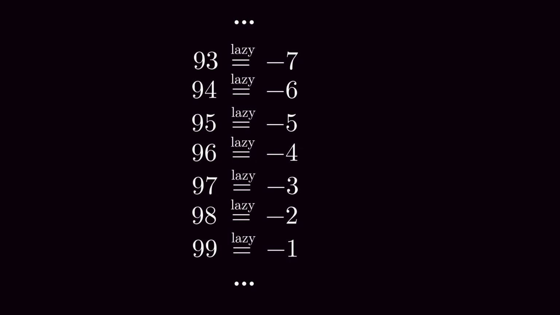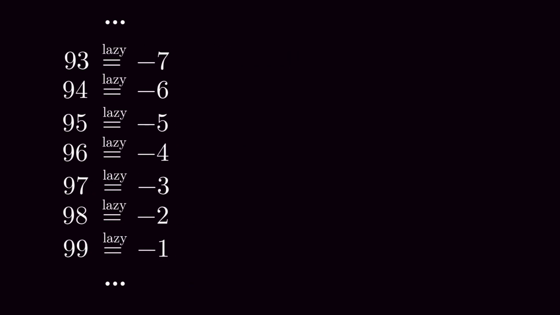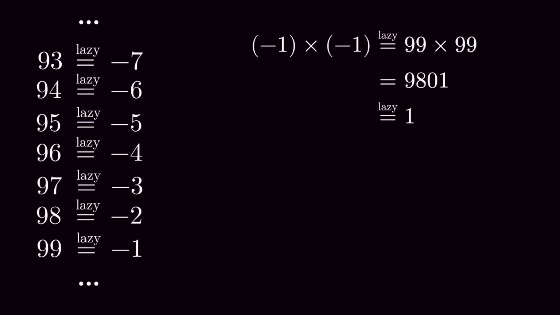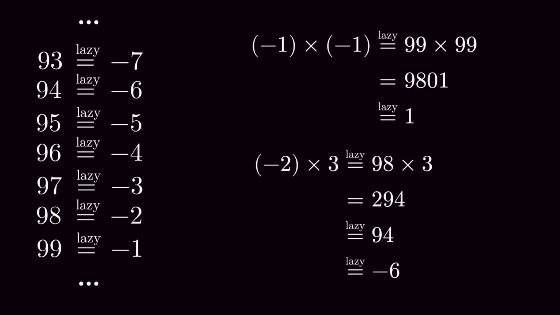Then you got curious. The calculator has another operation, multiplication. Would our newly discovered negative numbers also work in multiplication as well? You tried it. What's negative 1 by negative 1? It's 99 by 99, which lazily is equal to 1. What's negative 2 by 3? If we do 98 by 3, the screen reads 94, which we know is negative 6.